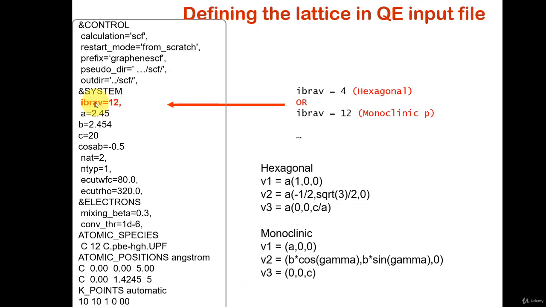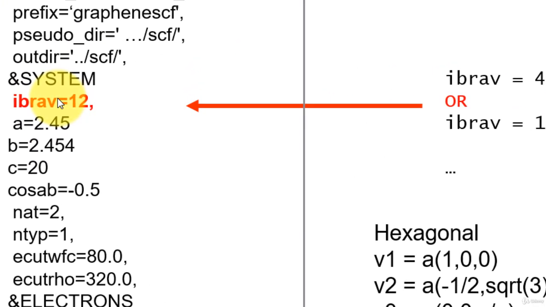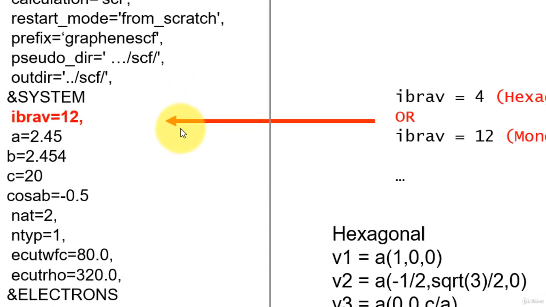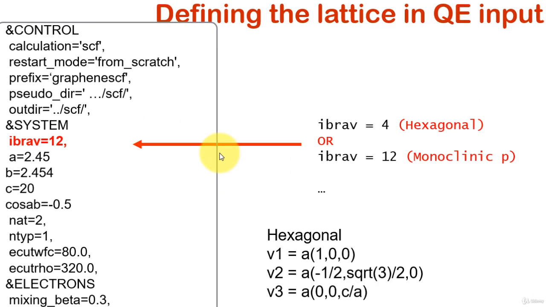In the Quantum ESPRESSO input file, ibrav defines the crystal type. ibrav means Bravais lattice index. For example, ibrav equals 1 defines simple cubic, ibrav equals 2 defines face-centered cubic, ibrav equals 4 defines hexagonal lattice, ibrav equals 12 defines monoclinic lattice.